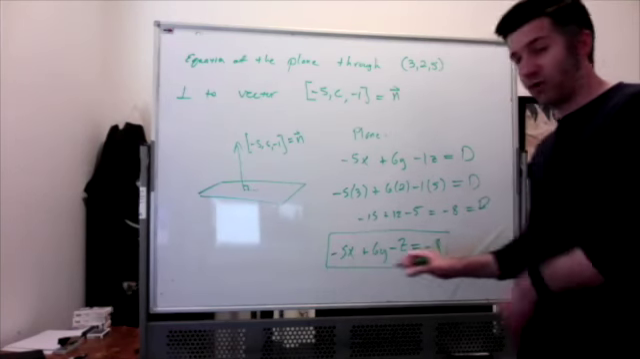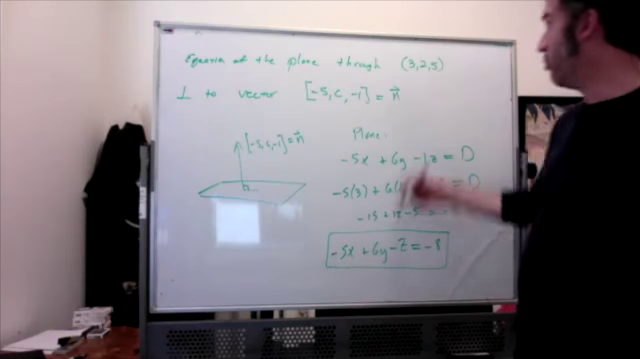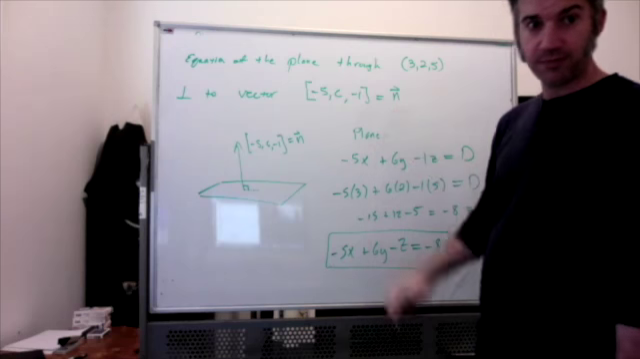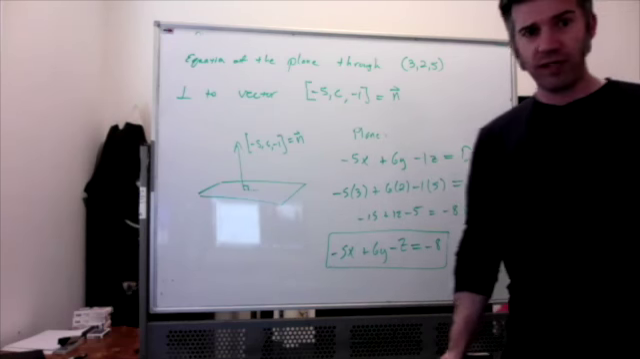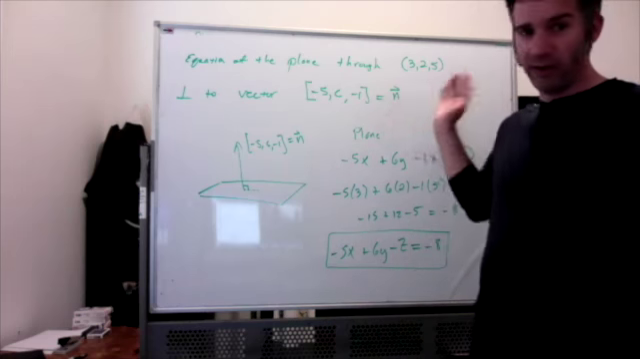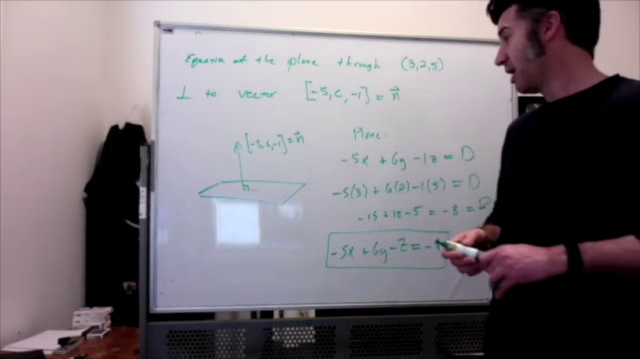-5x plus 6y minus z equals -8. And that's how you get the equation of a plane when you know a point that it goes through and a vector that is perpendicular to it. And it's pretty not terrible once you know how to do it, right? It's like, oh yeah, normal vector, all right.